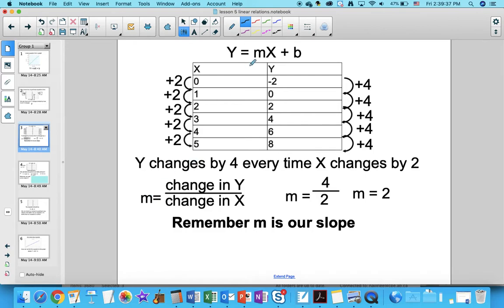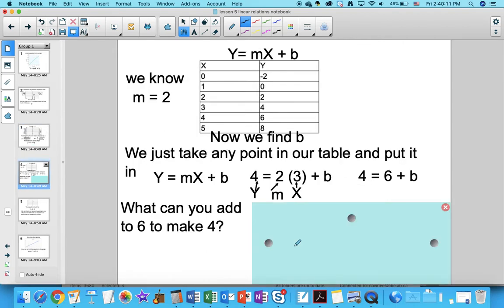So m, in our equation mx plus b, m is the slope, right? The change in y is 4, the change in x is 2, so 4 divided by 2, our slope is 2. Remember, m is our slope. So if we were to start writing our equation out, y equals, well, we know m is 2, so 2x plus whatever b is, right? Once we get m, we can now find b. The way you find b is by just picking any point on the chart and substituting the values in.